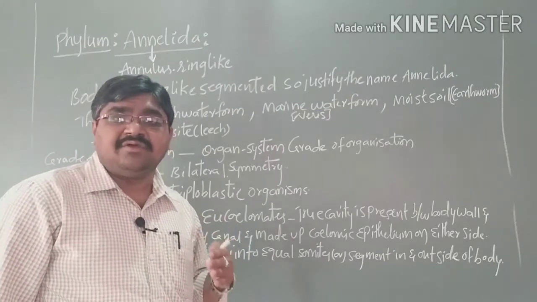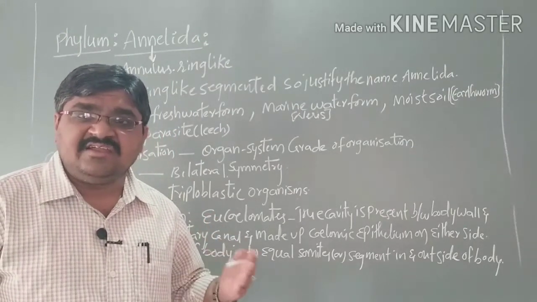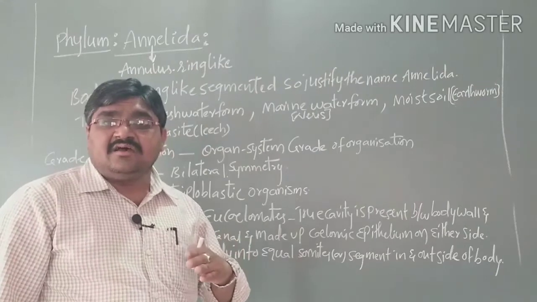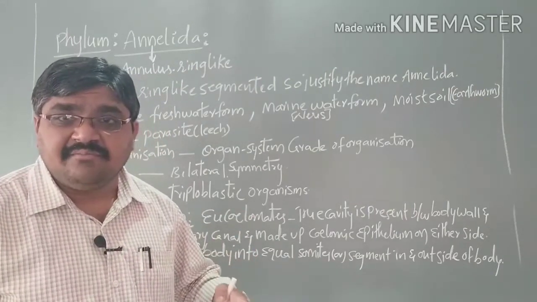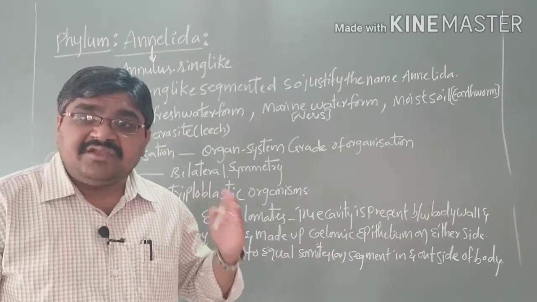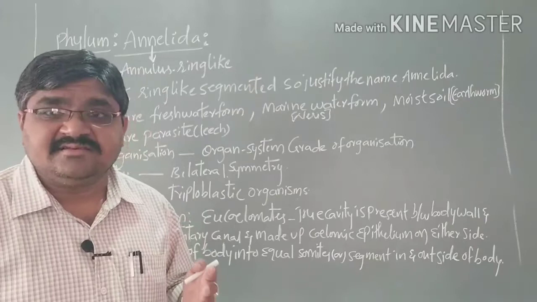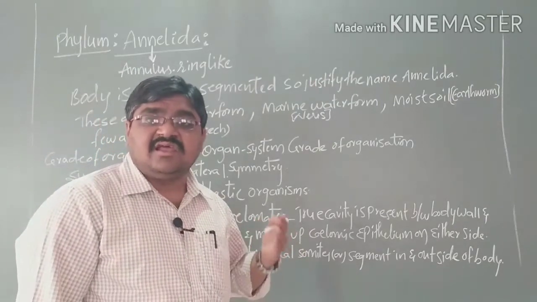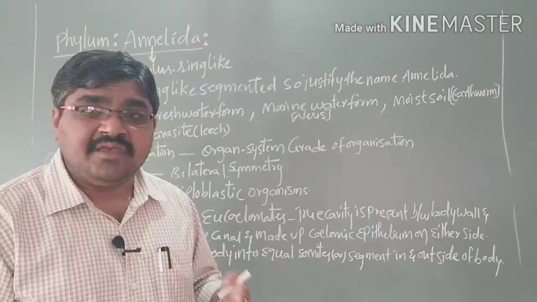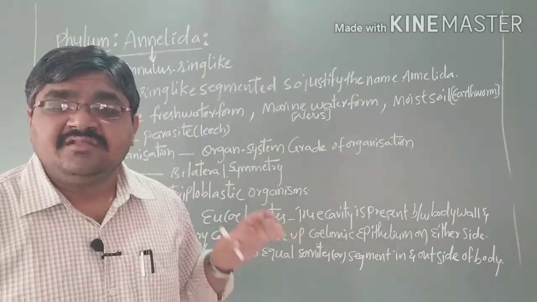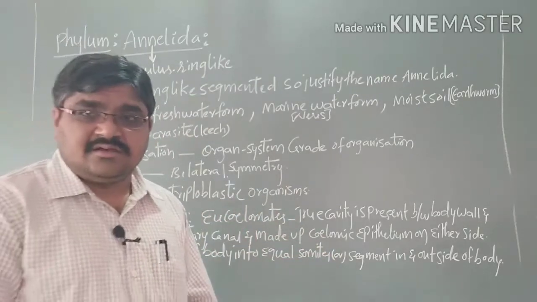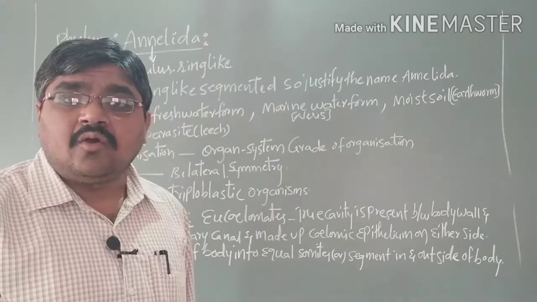And here we already know that metamerism is of two types. One is false, where outside and inside the true segmentation does not take place. If we cannot produce equal segments externally and internally, then we call it a false segmentation or pseudo metamerism. If equal somites or segments are produced externally in the form of annuli and internally in the form of septa, we call it a metamerism. This is the first phylum where it shows a true metamerism. Next we will discuss locomotion.